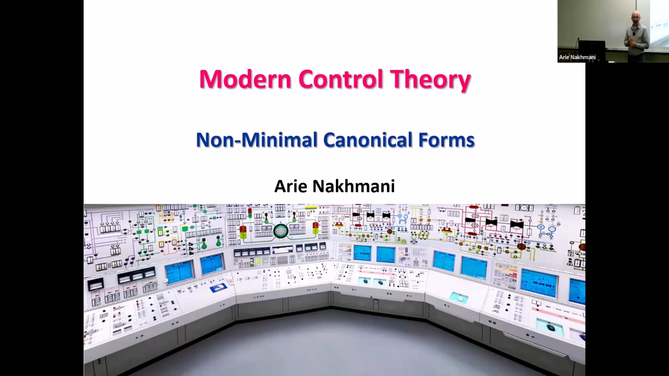But this time I want to talk a little bit, and this hopefully will be a relatively short introduction, into systems which are not controllable, not observable, or both. So then what? What should we do with that type of systems? And for that type of systems, we have special canonical forms, which are non-minimal canonical forms.